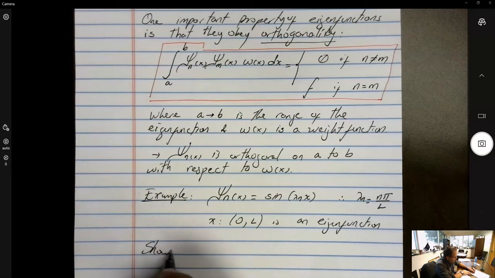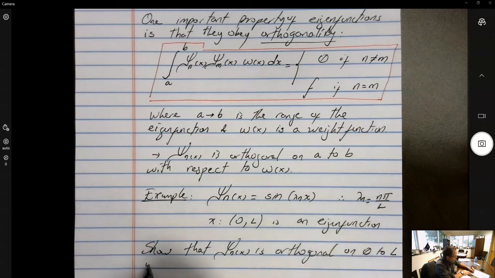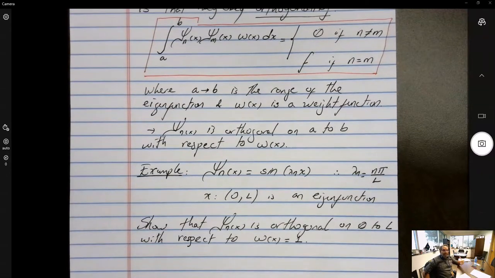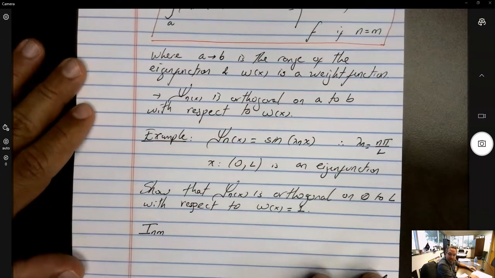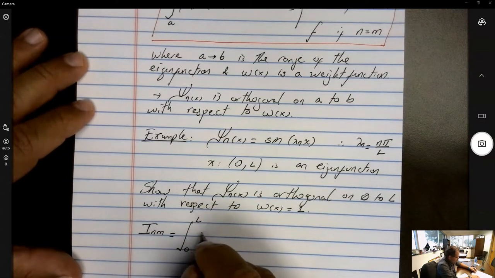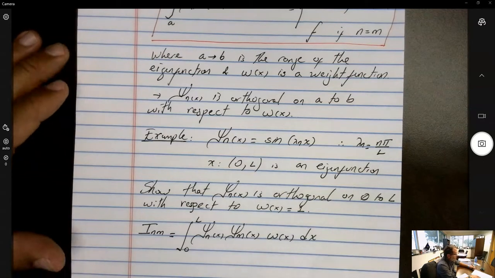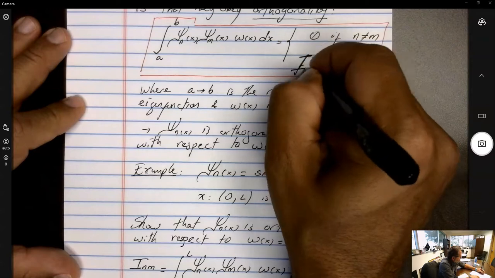Now let's show that psi n is orthogonal on 0 to L with respect to w of x equal to 1. The weight function of this particular eigenfunction, I'm telling you, is equal to 1. We don't know where that comes from yet, but just trust me. So basically, what we're going to try to determine is this integral, indexed by n and m, from 0 to L of psi n of x, psi m of x, w of x dx. And we should actually call this I n m.